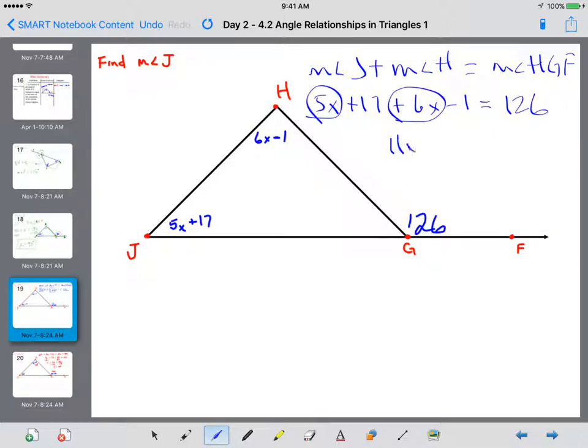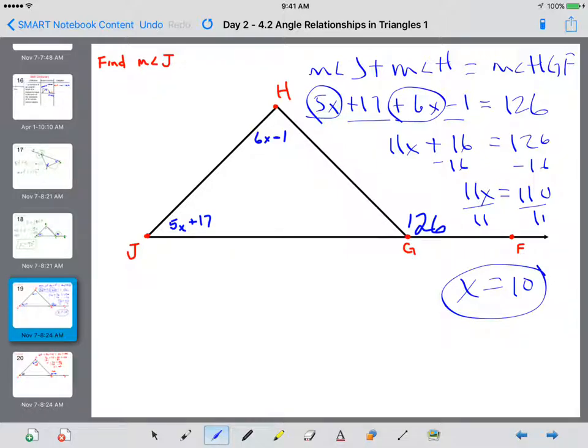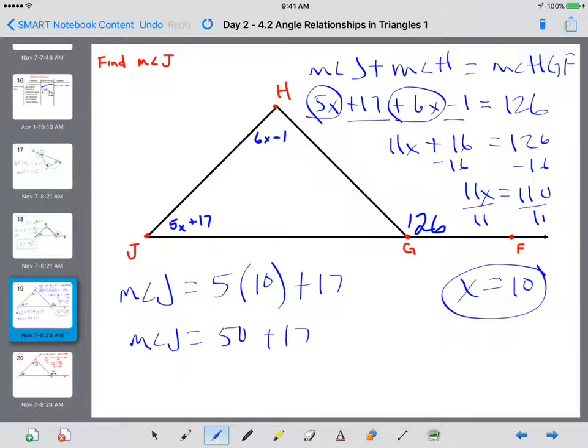Combine our like terms, so we get 11x. 17 minus 1 would be plus 16. Subtract 16 on both sides. We get 11x equals 110. Divide by 11, and x equals 10. So if we want to find the measure of angle J, it's 5 times x. Well, we found x is 10, so 5 times 10 is 50, plus 17. The measure of angle J would give us 67 degrees.